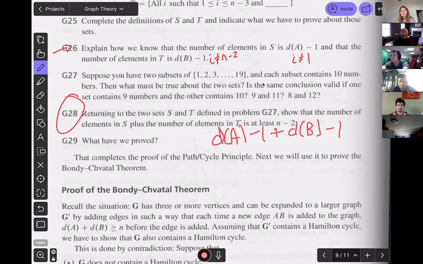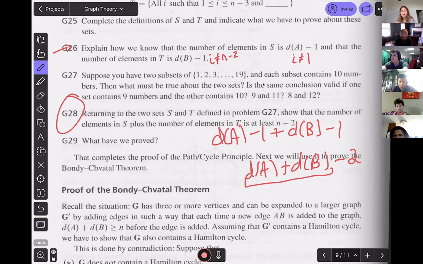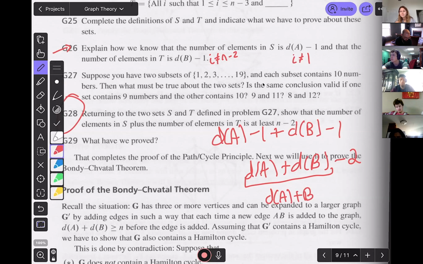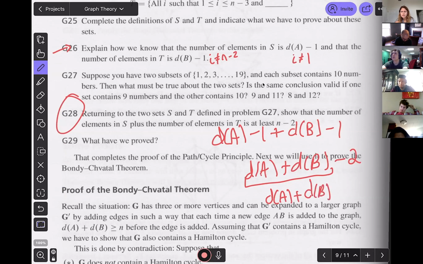That gives you that d of A plus d of B minus 2 would be the total number of elements. And then we basically want to show that d of A plus d of B is the same as the total number of vertices. So you want to show that d of A plus d of B is how big? Is it n minus 2? Is it equal to n, Kirsten? Okay, if it was equal to n, this would be okay. It's not necessarily equal to n, but it is greater than or equal to.